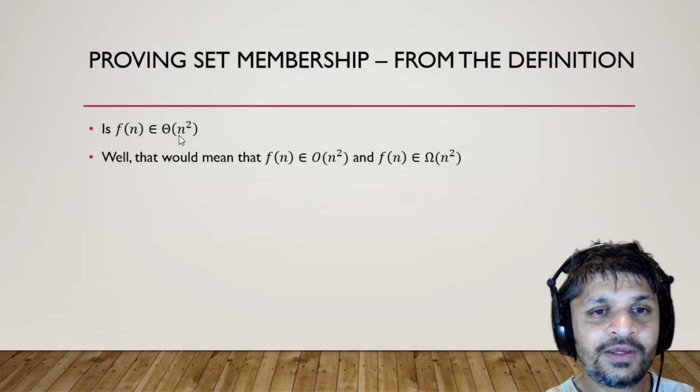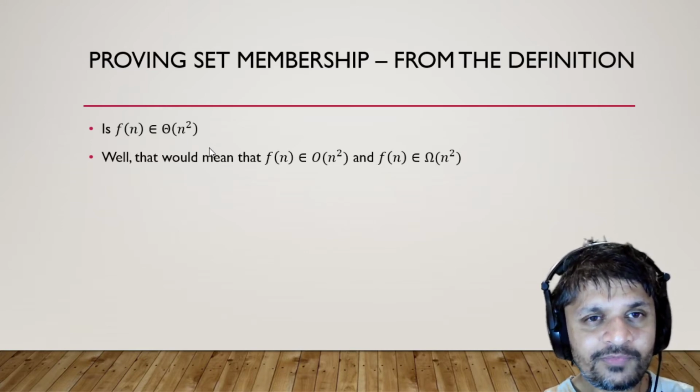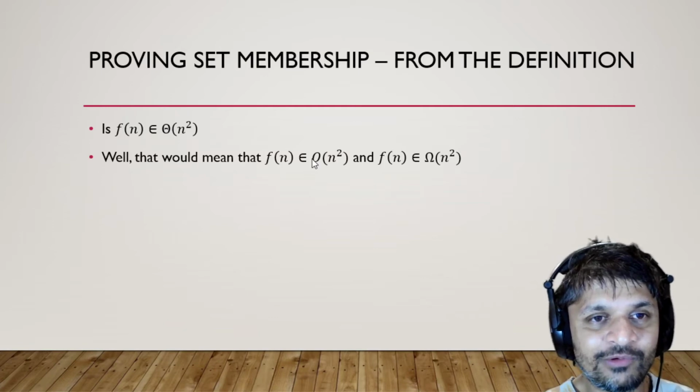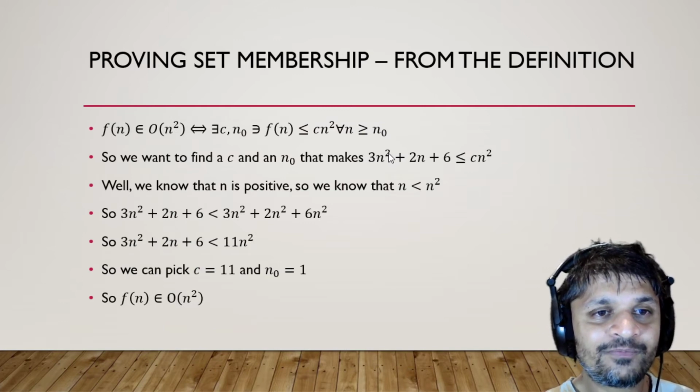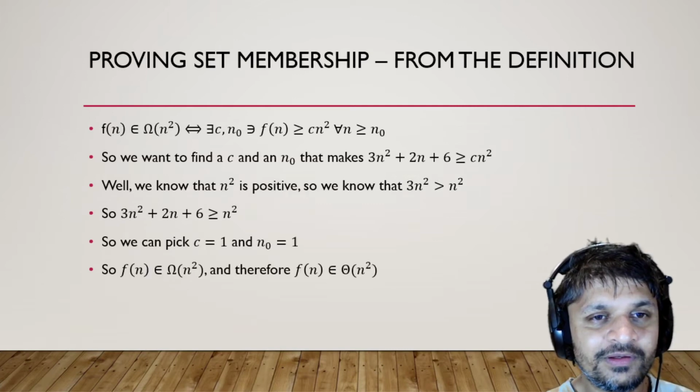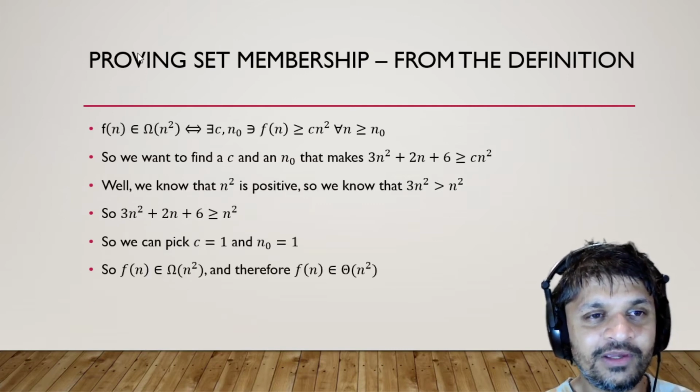Okay, now going back a step, we've now proven this part. We've proven that f of n is an element of O(n squared). We've still got to prove this one, that f of n is an element of omega n squared. Now what would it mean to say that it is an element of omega n squared?